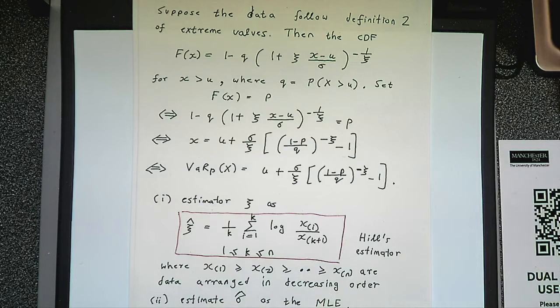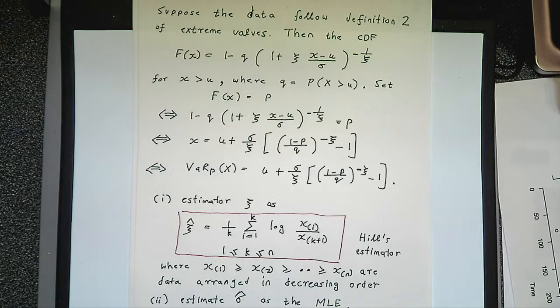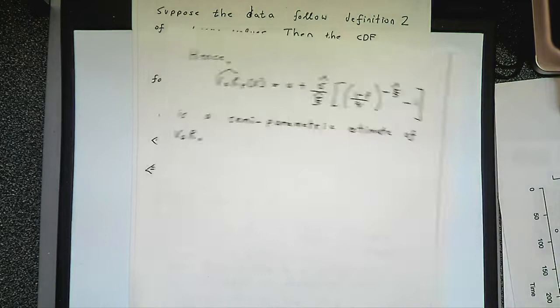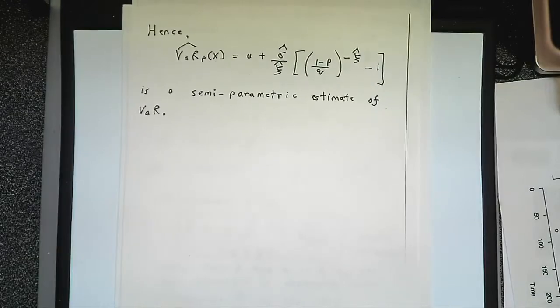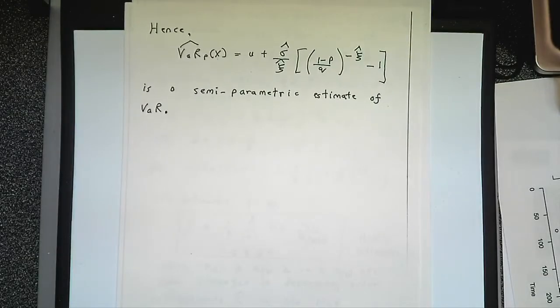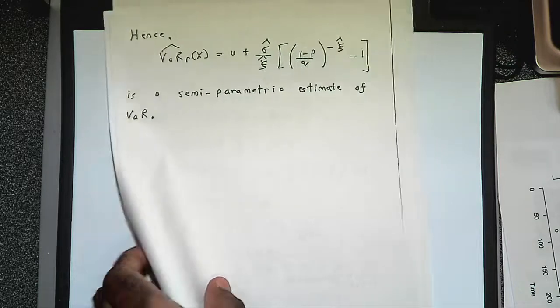So sigma hat will be a parametric estimator. You have 2 parameters. One of them is estimated parametrically, the other is estimated non-parametrically. So once again, what you have here is a semi-parametric estimator for VaR. Those are the 2 semi-parametric estimation methods for value at risk. These are the 3 videos I asked you to watch.